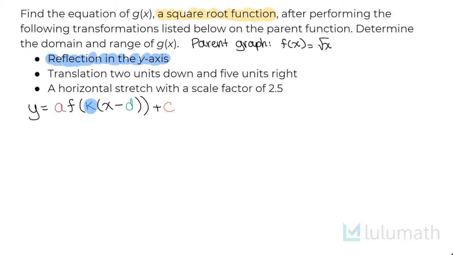We also know that we have a translation 2 units down, and the c value tells us that. And 5 units to the right, and the d value tells us this. And we also know that we have a horizontal stretch, which is also going to affect our k value, with a scale factor of 2.5. So where's the a value? Well, we don't have any vertical stretches or compressions or any vertical reflections. So for our a value, it's the same.